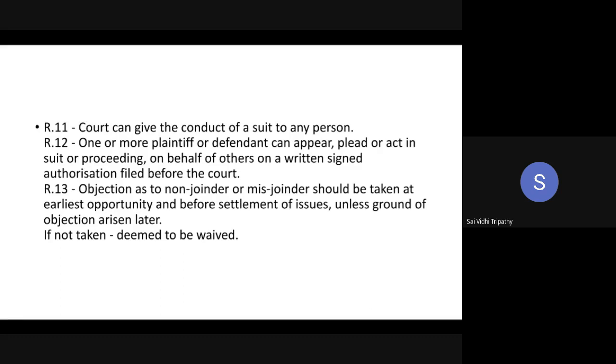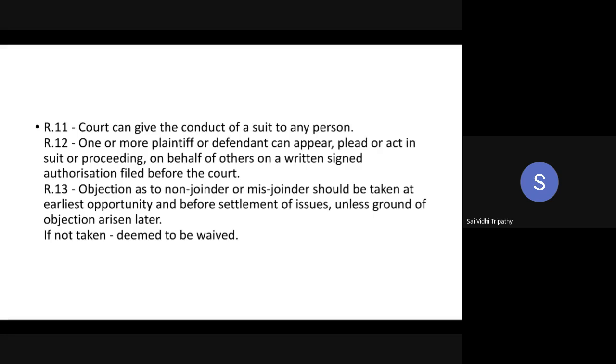Now coming to rule 11, the court can give the conduct of a suit to any person. If the court wants, it can say that this person will conduct the suit. Rule 12 is that one or more plaintiffs or defendants can appear, plead or act in any suit or proceeding. That means if there are four plaintiffs in a suit, it is not necessary for all the plaintiffs to appear, plead or act.